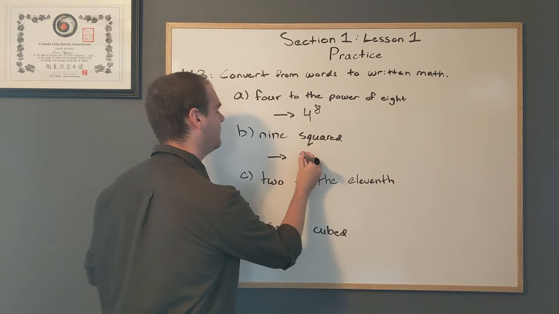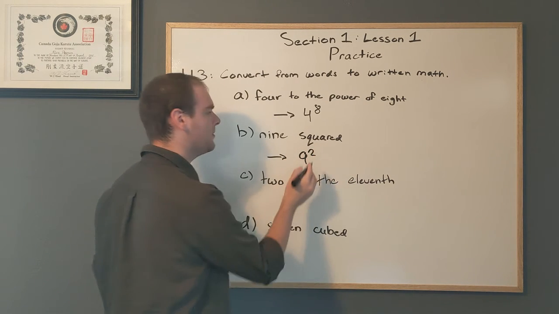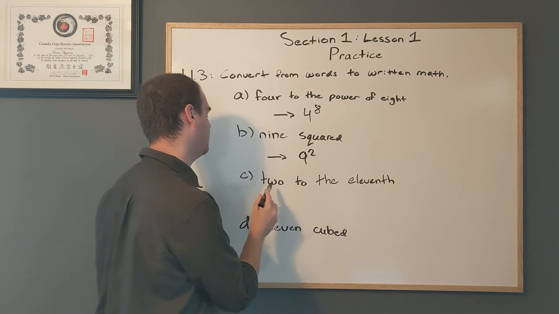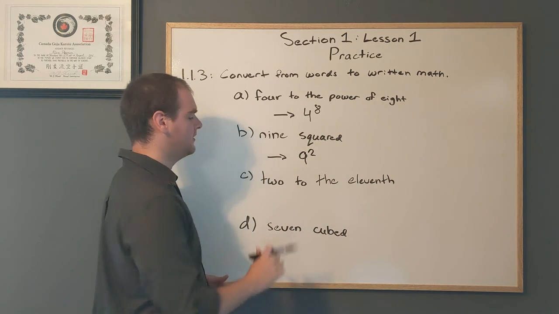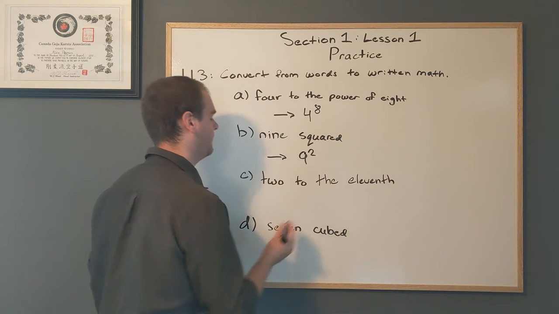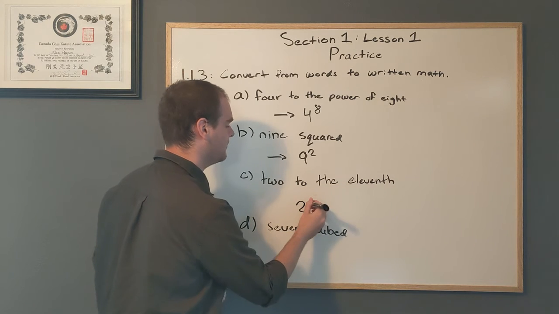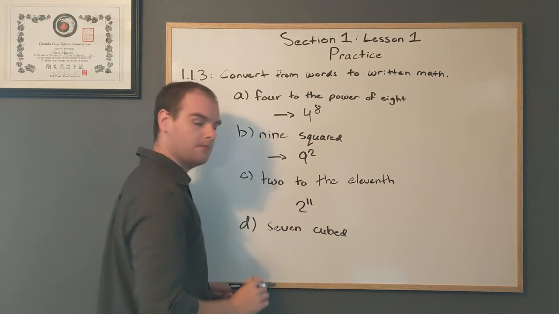B, 9 squared. 9 squared. Remember, squared is one of those special ones, which means 2. Part C, 2 to the 11th. Well, that's 2 is our base to the 11th power.